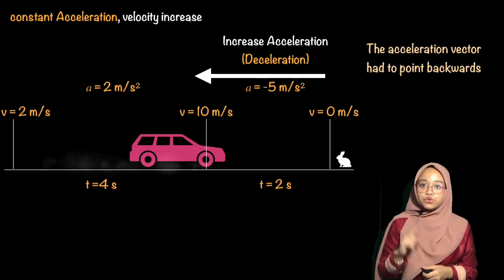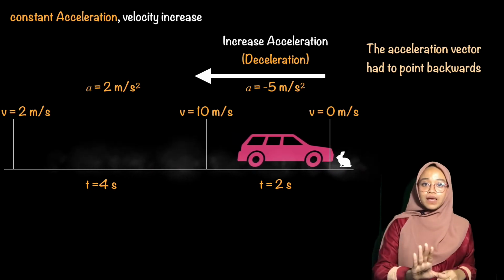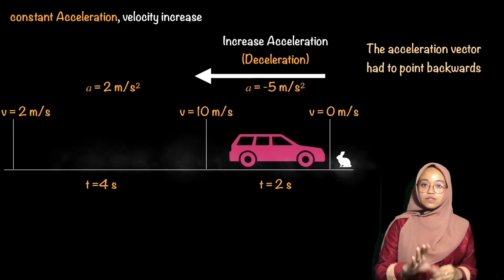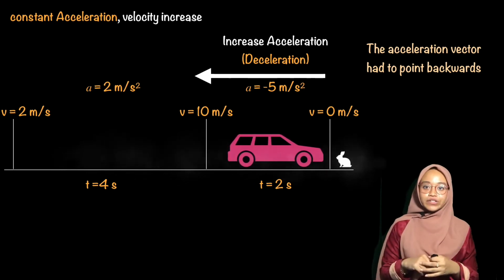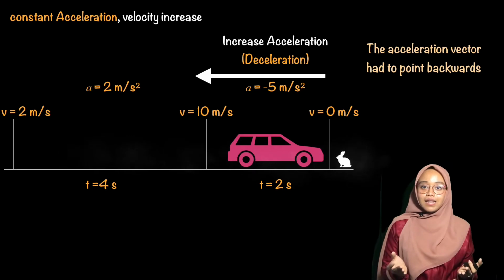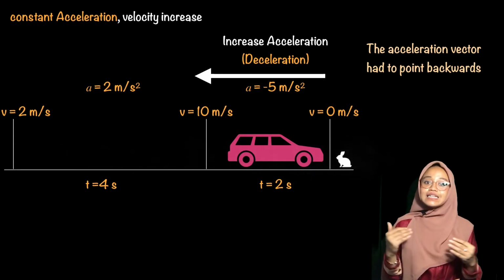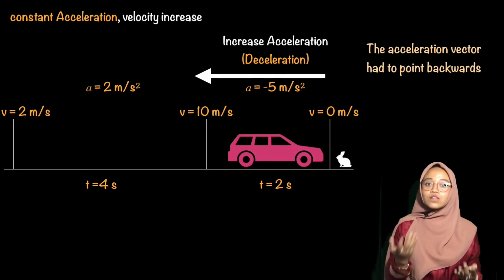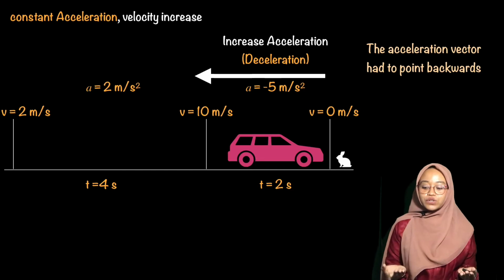Let's say you see a rabbit in the middle of the road. You slam on the brakes. So we can describe this as a deceleration. What is that? It means acceleration in the negative direction that allows the car to stop. The acceleration vector has to point backwards.